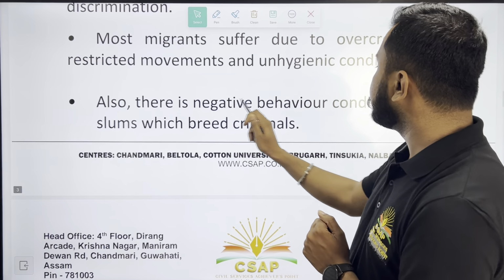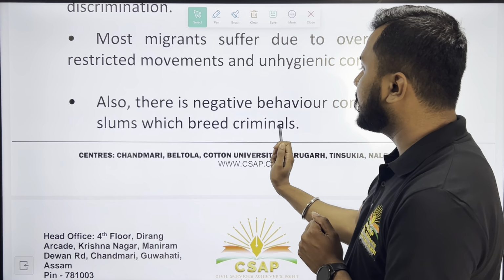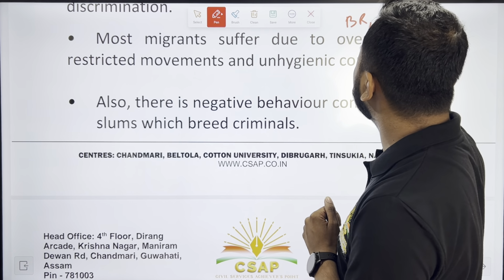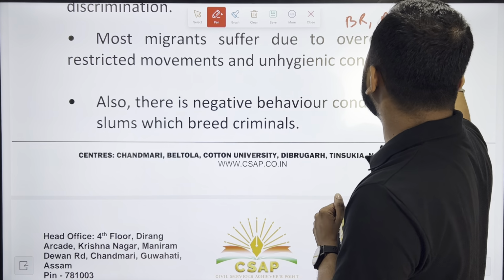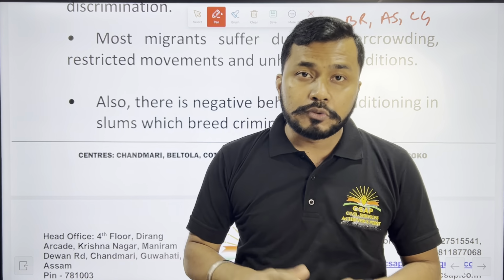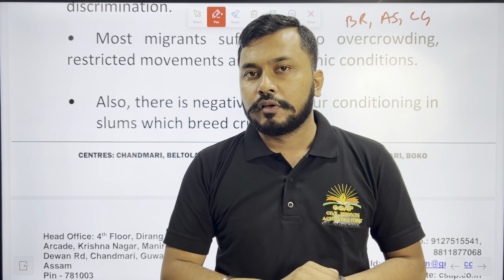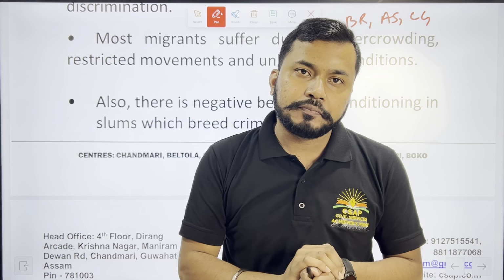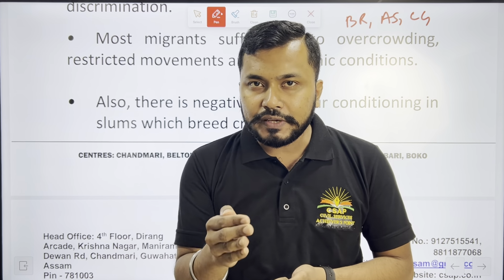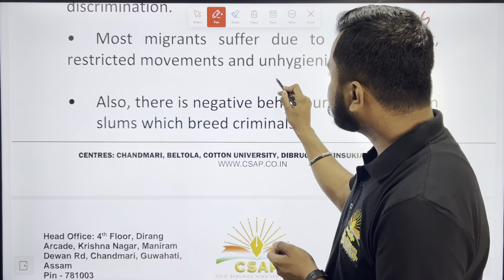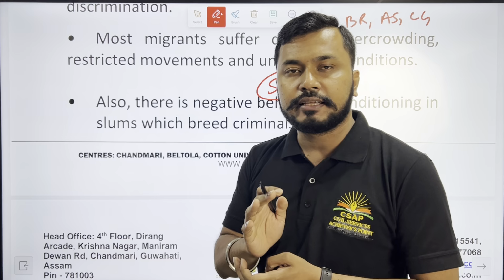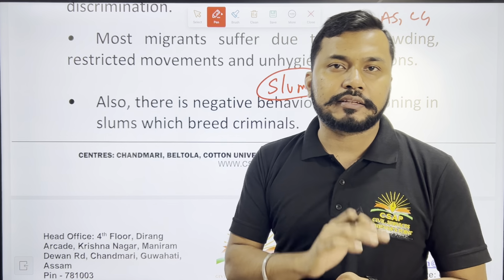Then also there is negative behavior conditioning in slums which breeds criminals. Today if I say a migrant came from Bihar, a migrant went from Assam, or supposedly from Chhattisgarh, as a migrant goes from other states of India to some of the developed states of India, immediately he cannot find a good job. It is not certain that on arrival he will get good work. So at some point when he starts living in these slums, and we all know that slums breed criminals, the most dreaded criminals.